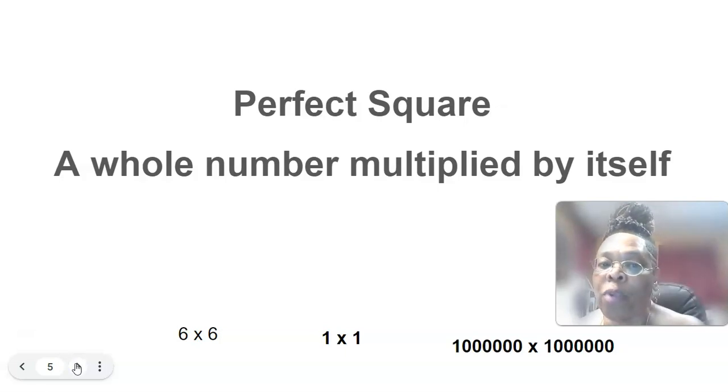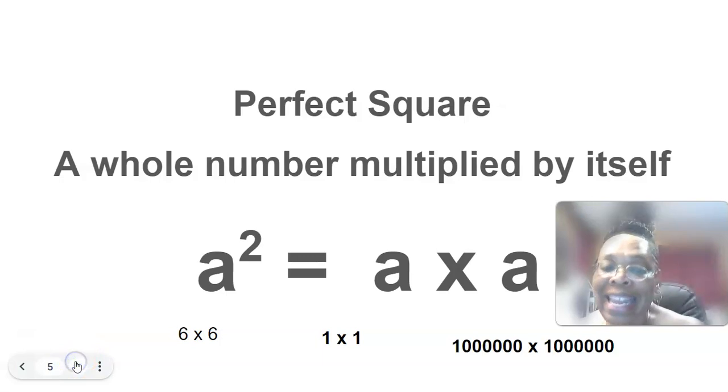What are perfect squares? It's a whole number multiplied by itself. For instance, 6 times 6, that's a perfect square. 1 times 1, a million times a million. Any number times itself is a perfect square, and this is how it's written: a, or the number, squared.